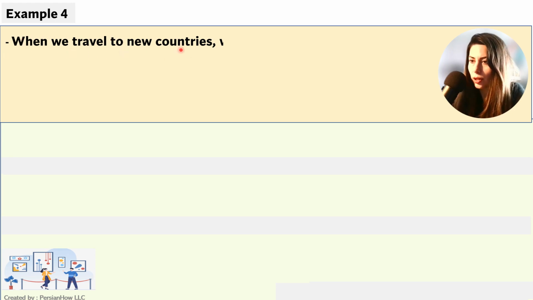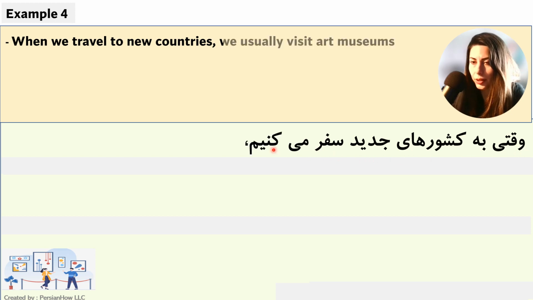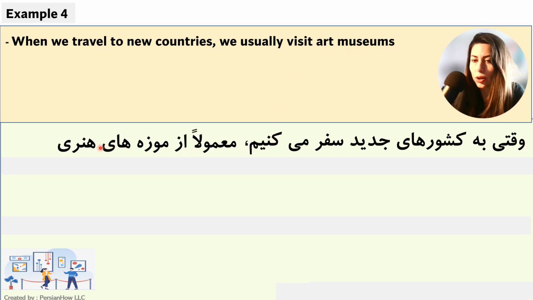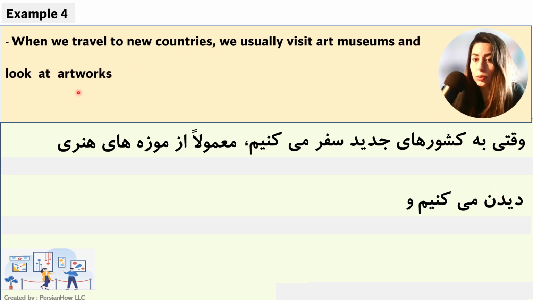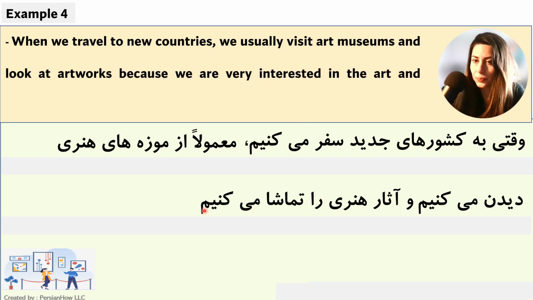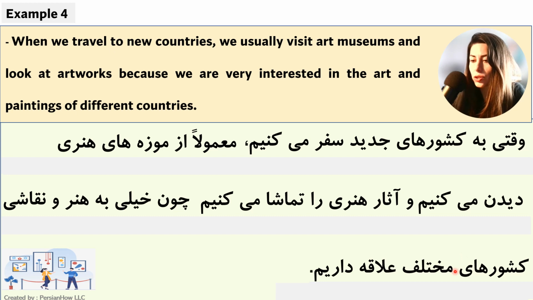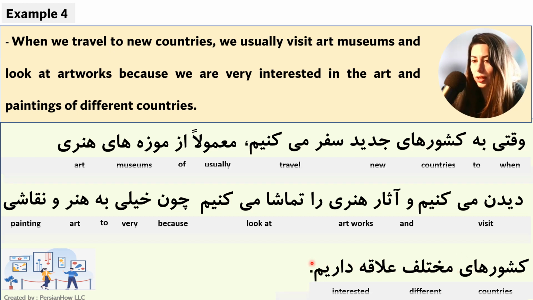When we travel to new countries. وقتی به کشورهای جدید سفر می‌کنیم we usually visit art museums. معمولاً از موزه‌های هنری دیدن می‌کنیم. And look at artworks و آثار هنری را تماشا می‌کنیم. Because we are very interested in the art and paintings of different countries. چون خیلی به هنر و نقاشی کشورهای مختلف علاقه داریم. And here is the literal translation.